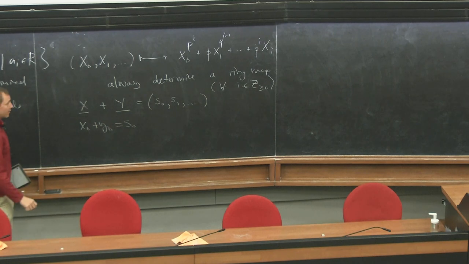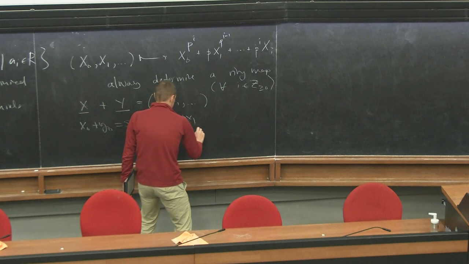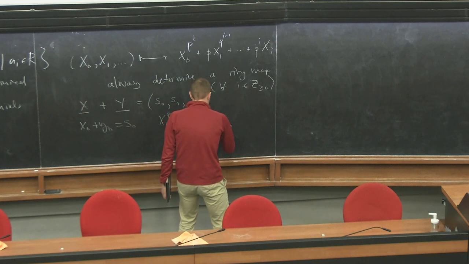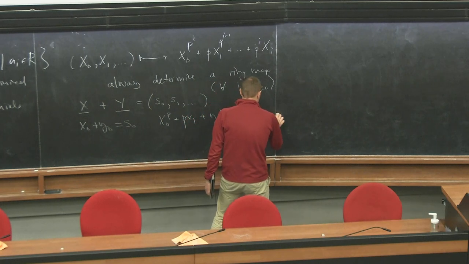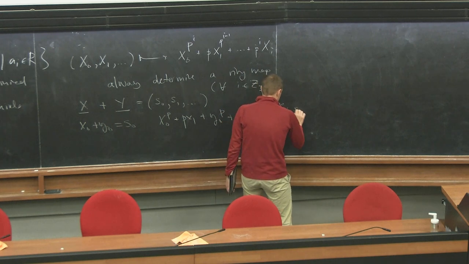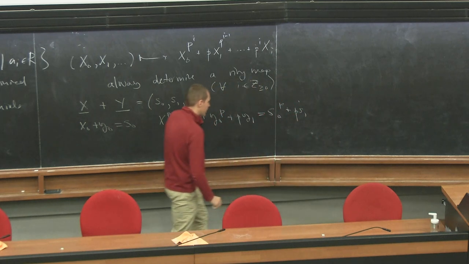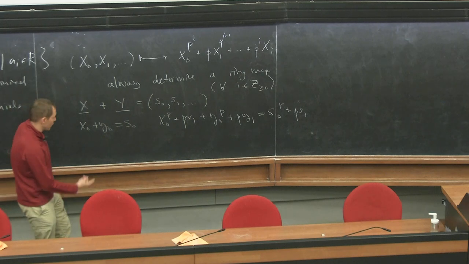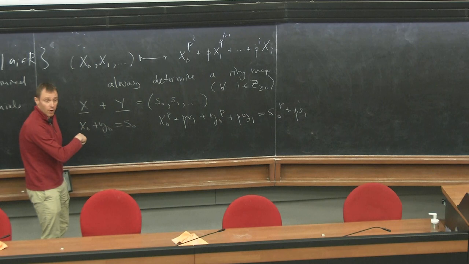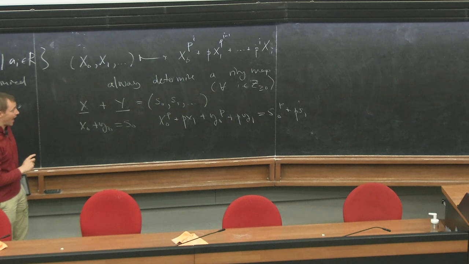And similarly, I have to do the same thing for i equals 1. So with i equals 1, I'll get an expression that looks like this. And the exercise is to go through and recursively solve these formulas to get out what the formulas for the s_i's have to be, that force this to be an additive map.